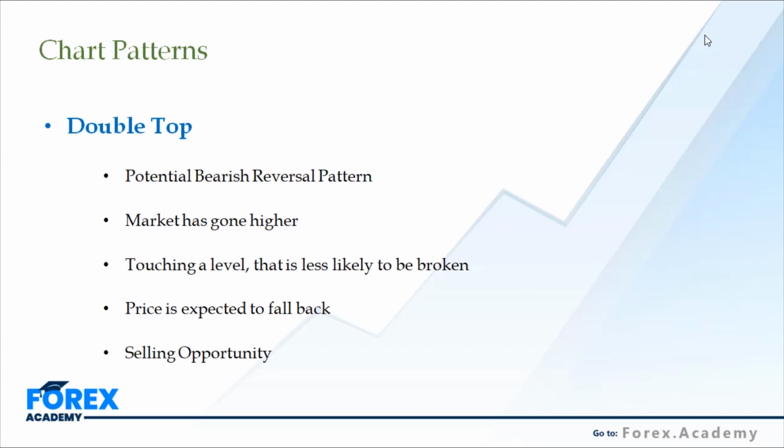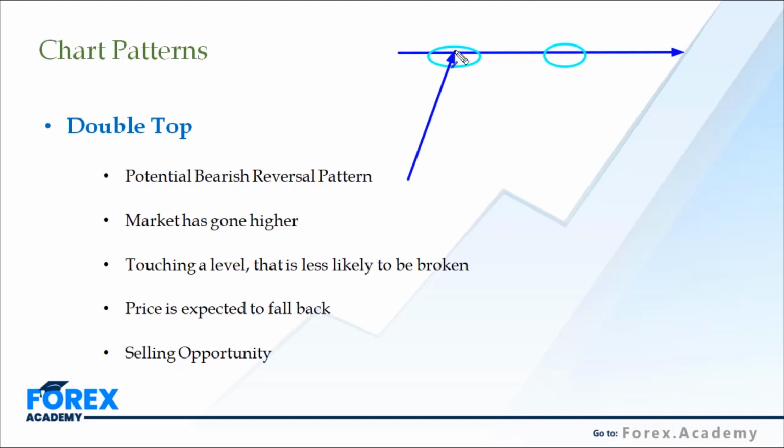So let's move on and take a look at how the double top pattern works and what it actually is. The double top pattern is a potential bearish reversal pattern. It means that I'm expecting the market will go lower. Okay, let's do this. The market has placed a high here, and then the market again placed another high here. It means that this becomes the double top pattern.